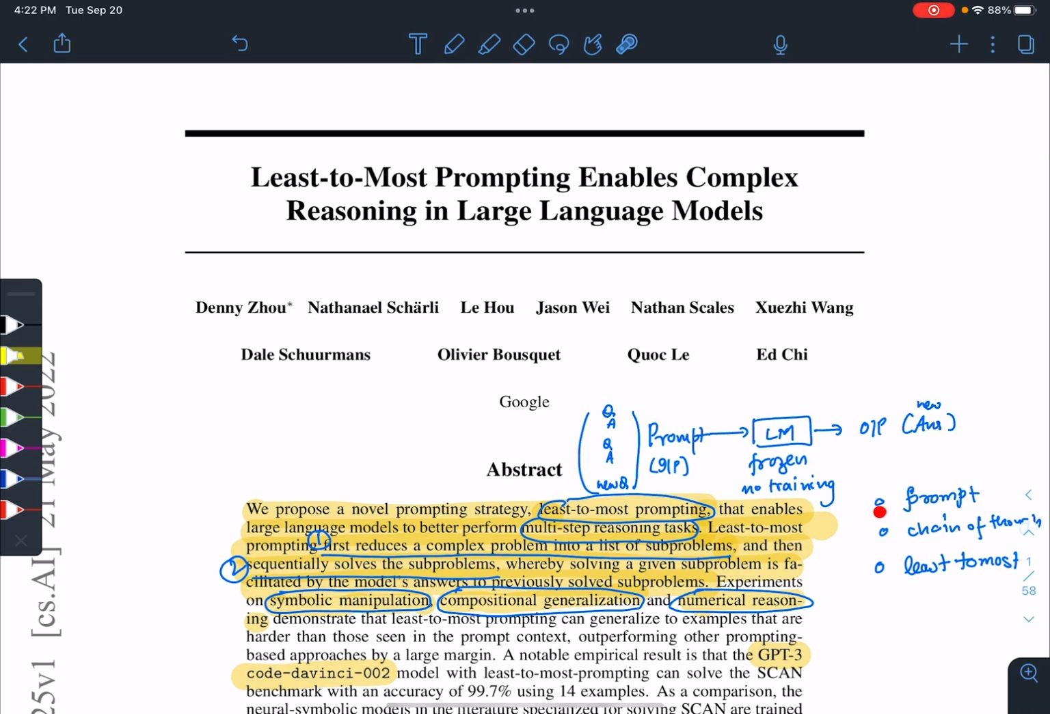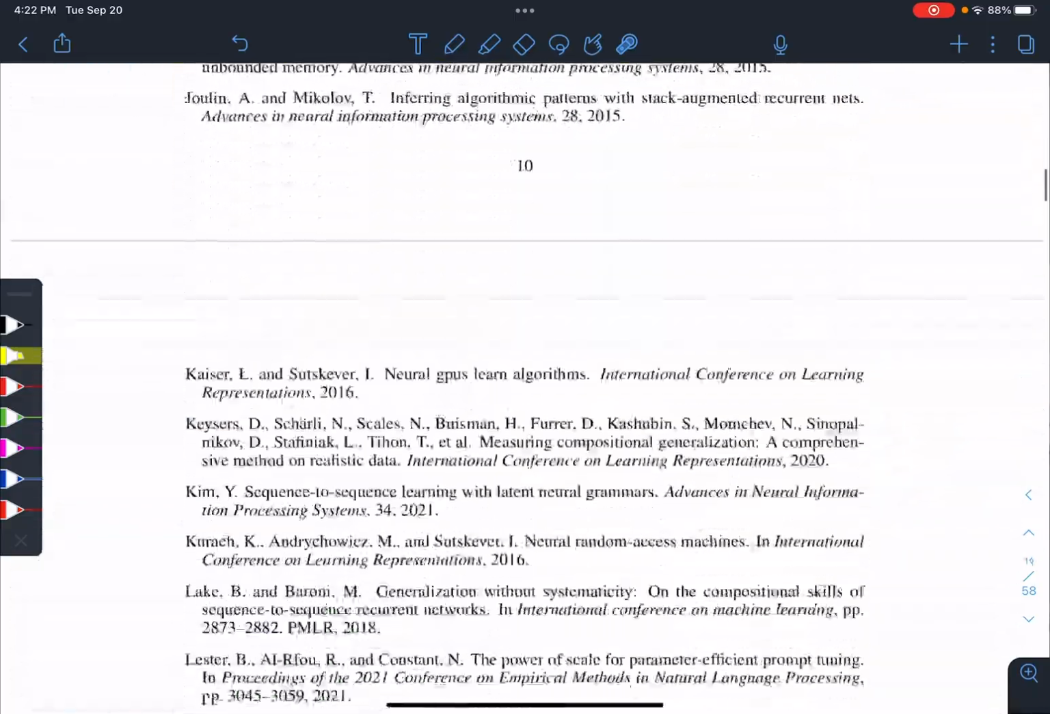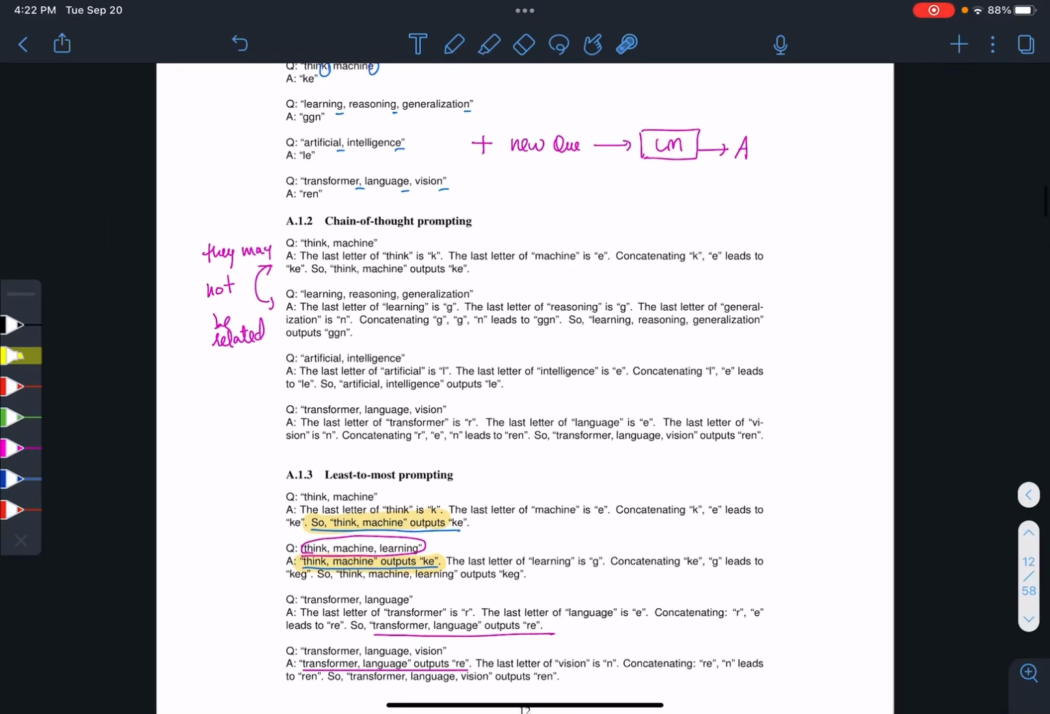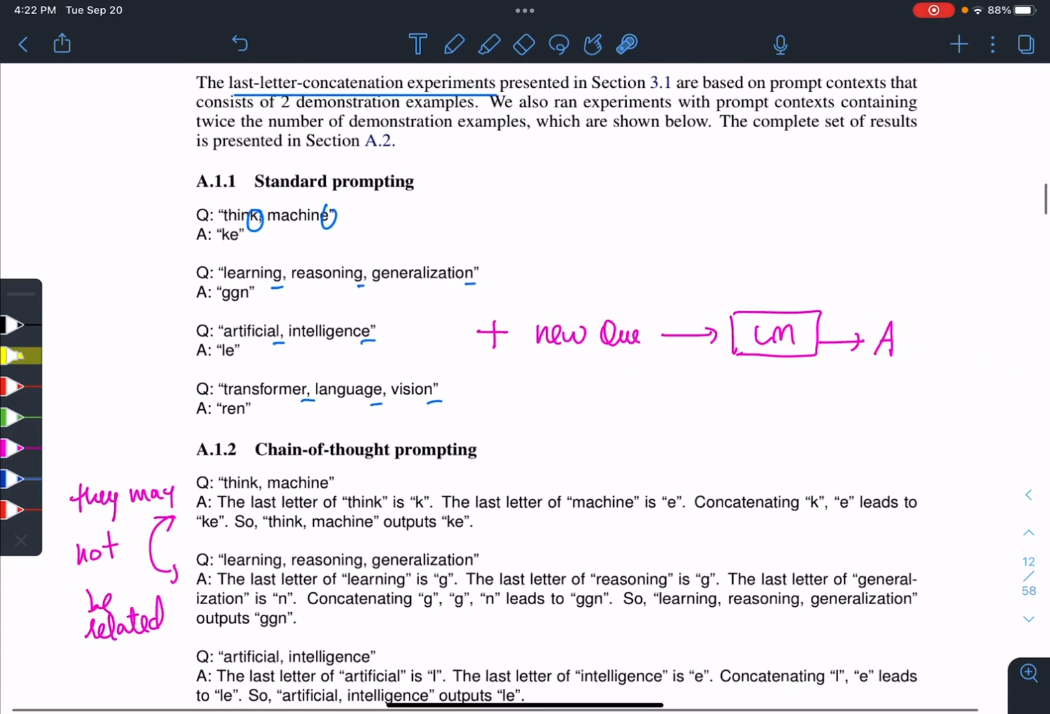Okay, so these three are prompting strategies, so we'll see what these are. Let's go to the appendix. So let's take a task. This task is about last letter concatenation experiments. Here we take the last letter of the words in each question. Like, the last letter of the first word is K, of the second it is E, and the final answer is KE. Here it is GN, so that's the answer.